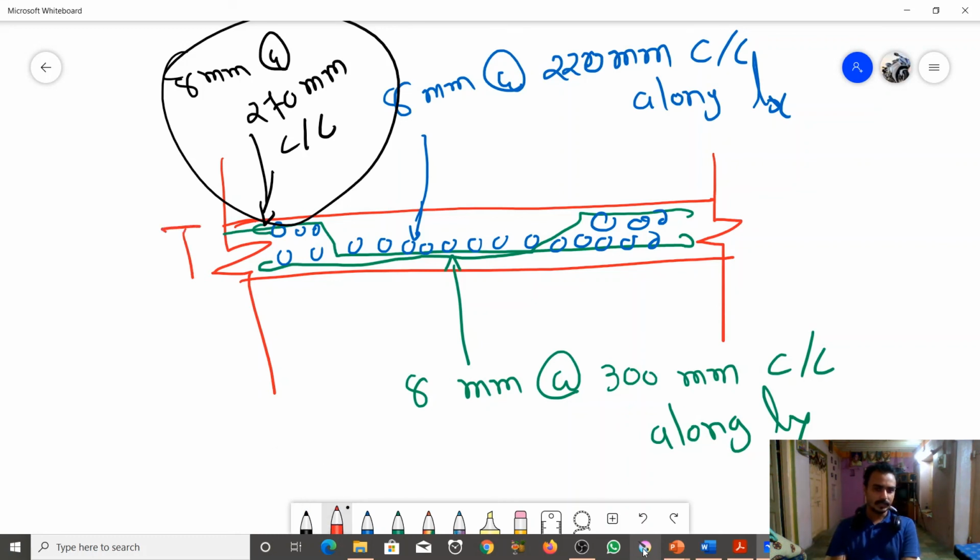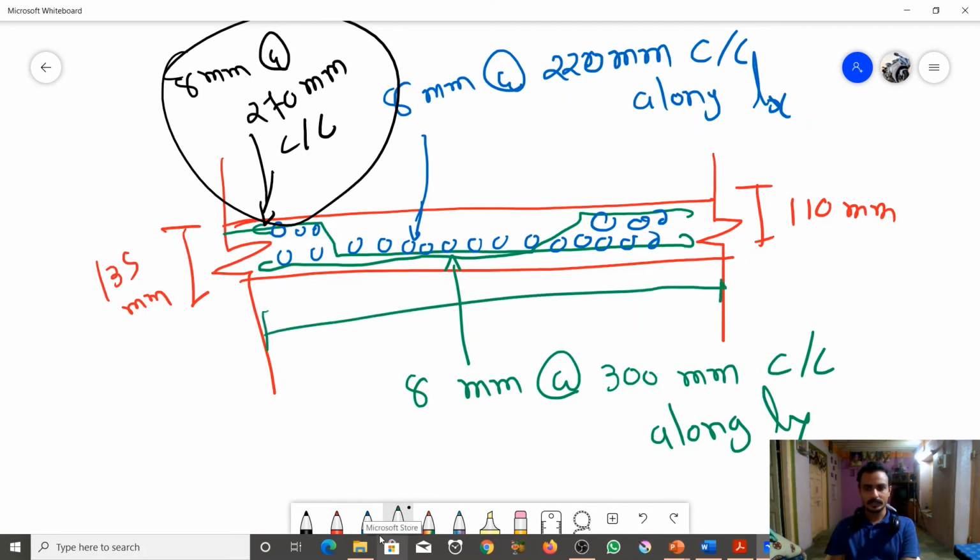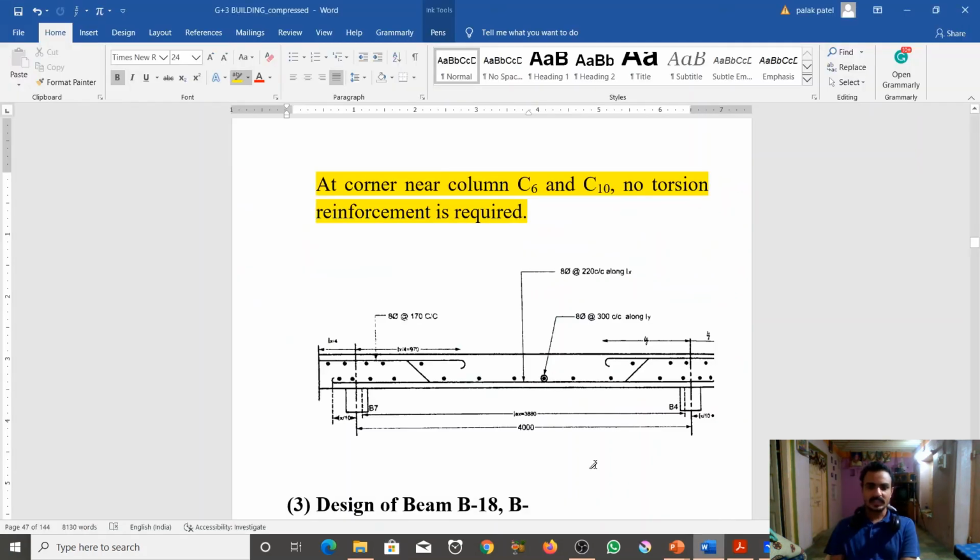Then here the overall depth is 135 mm and the effective depth is 110 mm. Here is the clear span along Lx, 3880 mm. This is the cross section of the slab with reinforcement detailing. So our slab design is completed.